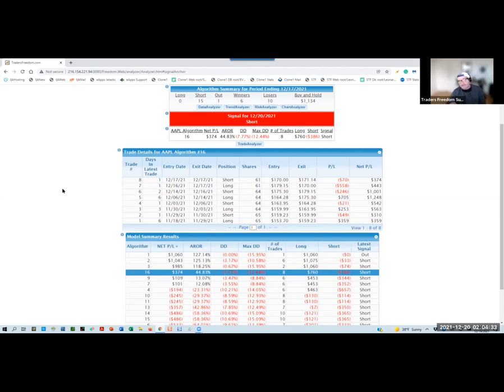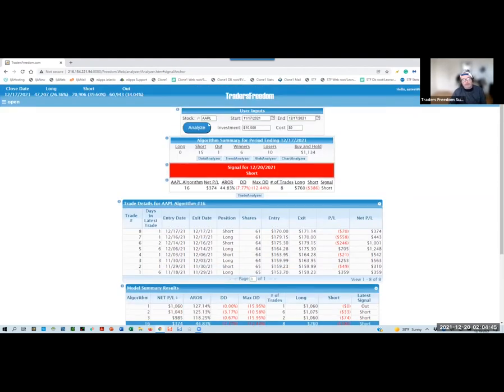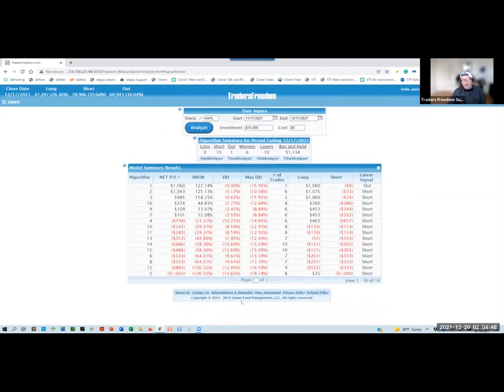Is there some consistency to the pattern that that algorithm is picking up? And in the case of Apple, there was. In the case of ATVI, there wasn't. So those are really important concepts to get hold of, which is what risk means. It's drawdown and it's maximum drawdown.